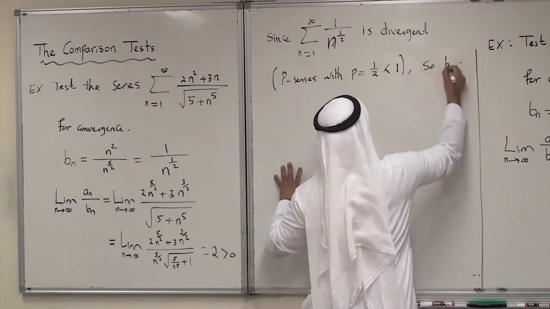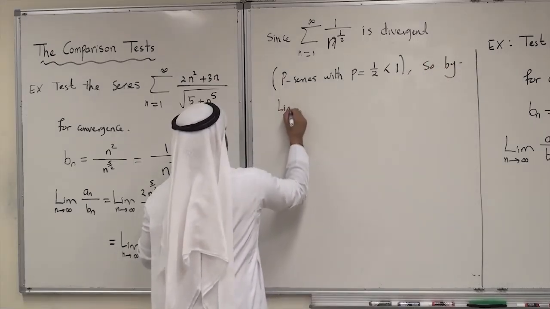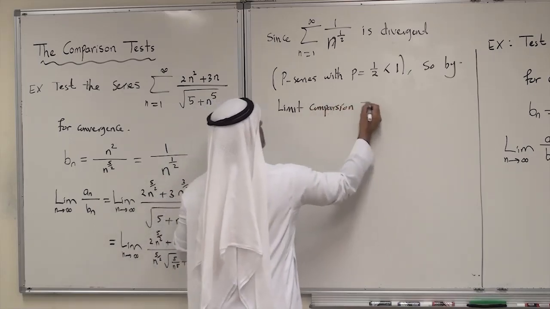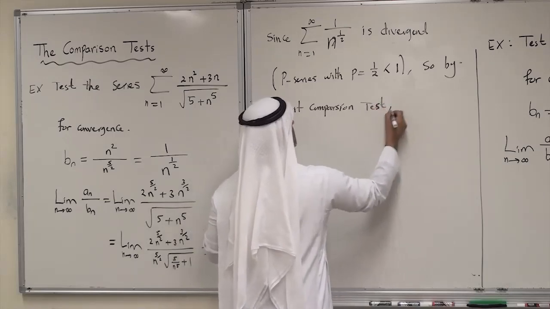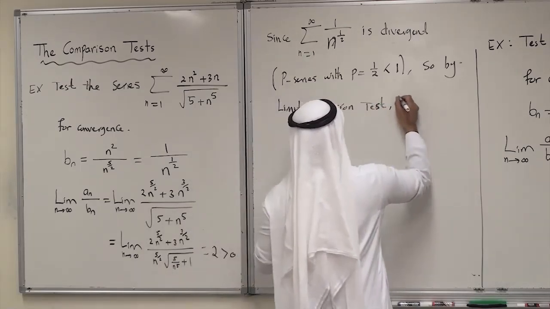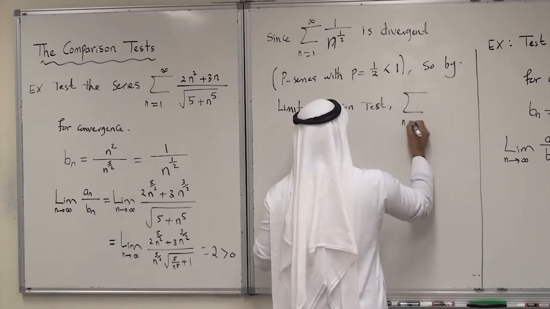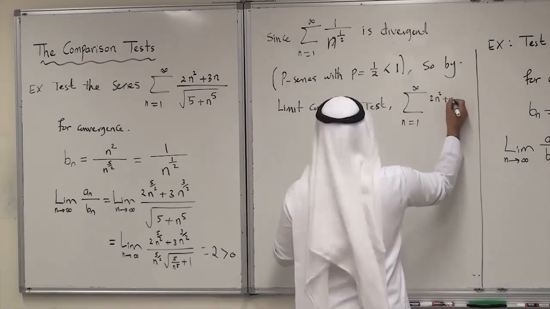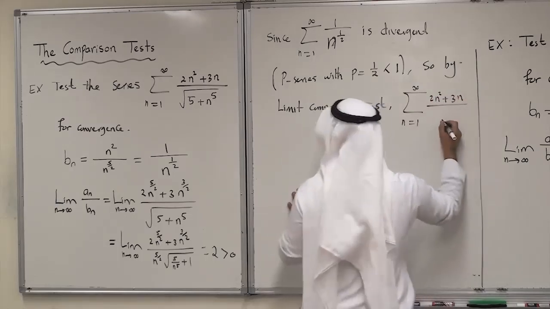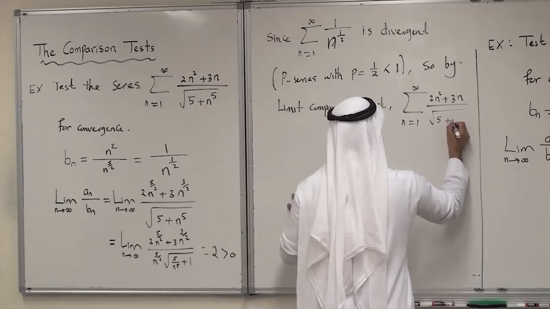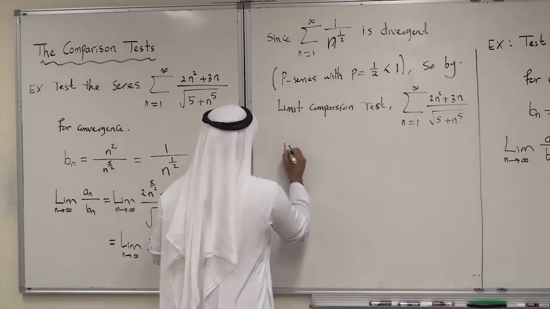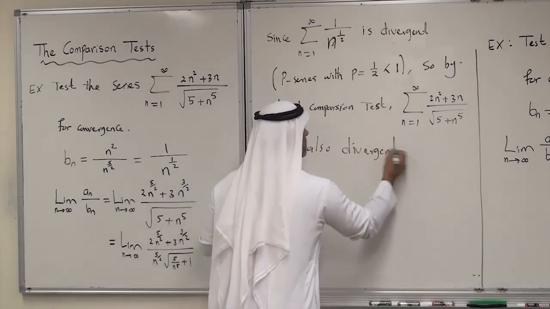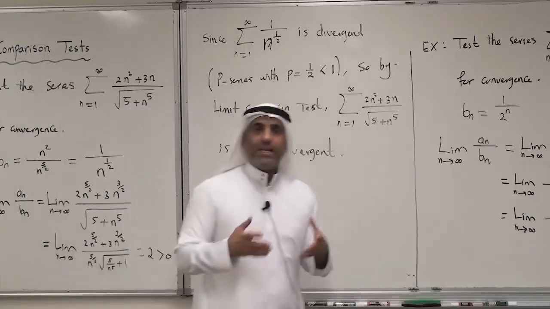So by the limit comparison test, what do we have? The given series, the series given by n equal to 1 up to infinity of 2n squared plus 3 times n divided by the radical of 5 plus n to the power 5, is also divergent. So this is the way to apply the limit comparison test.